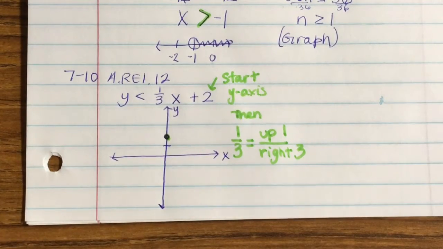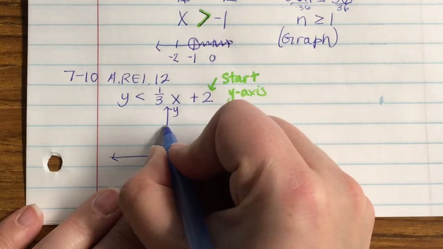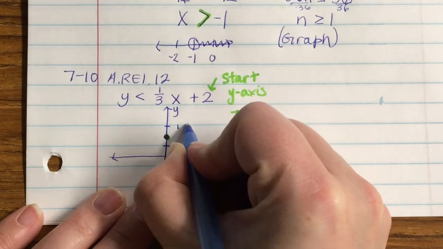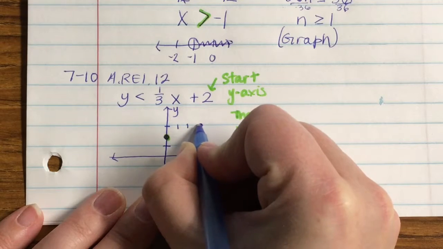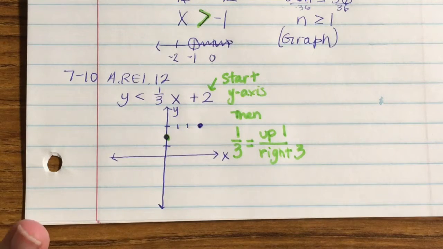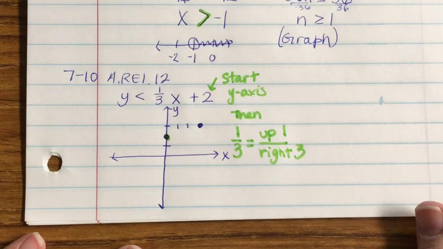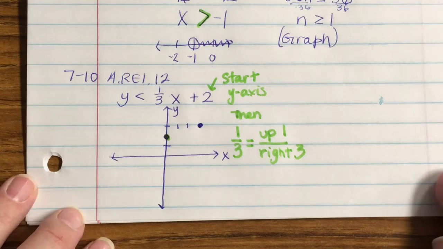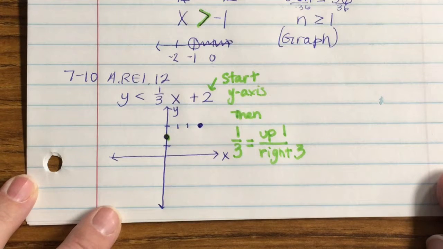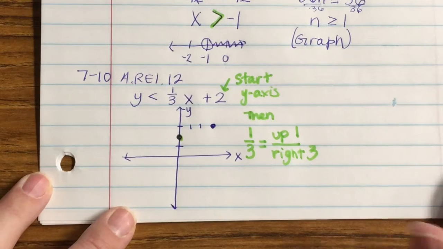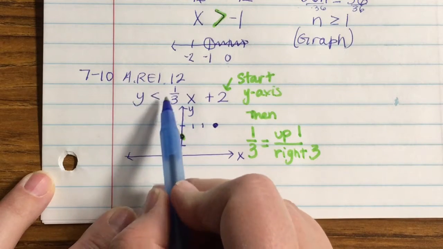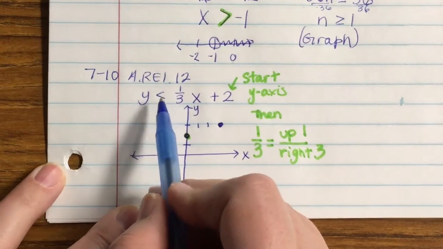So from this one point that we graphed, we go up 1 and then right 3, and then put another dot. Okay, and we're going to pause there before we do any line drawing yet, because we want to know which way we're going, what kind of line we have, and which way we're going to shade.